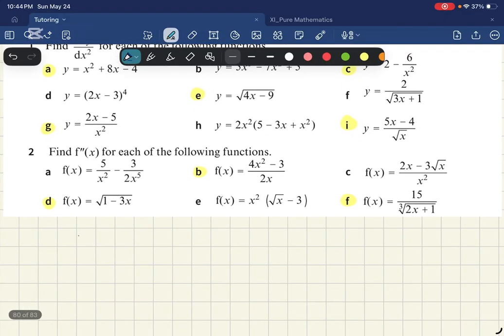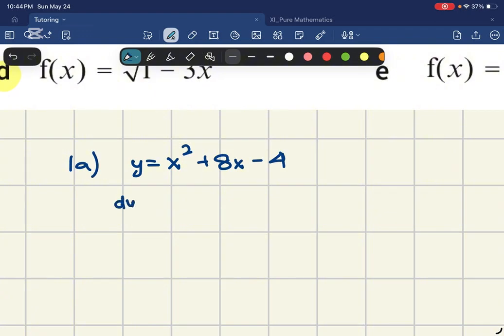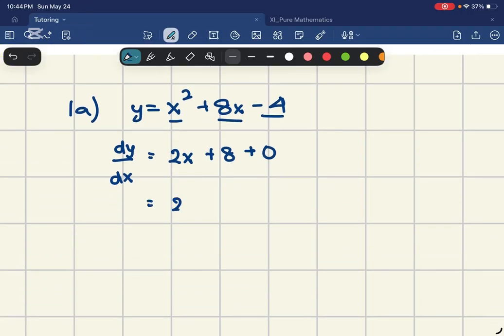So question 1A is that y is equal to x squared plus 8x minus 4. All right. So you want to differentiate this, dy by dx, and we have been used to differentiating things like this, right? If you differentiate the first part, you get 2x. If you differentiate the second part, you get 8. You differentiate the third part, you get 0. So it's going to be 2x plus 8.